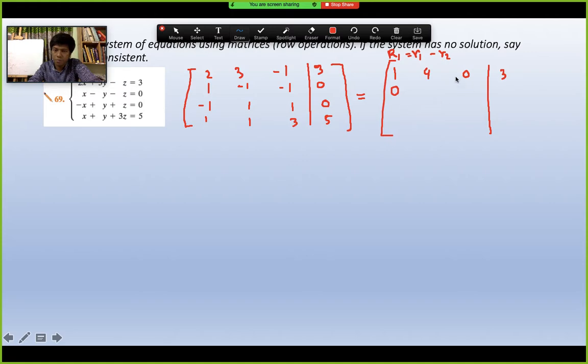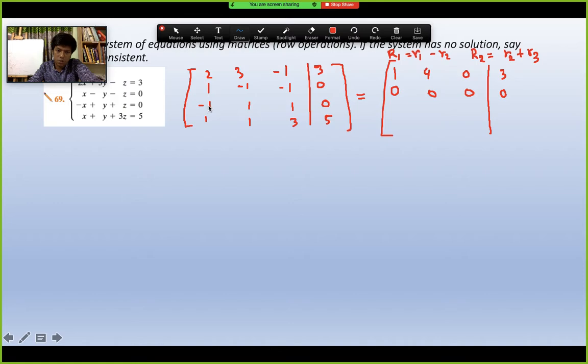So what we are doing here is row 2 will be replaced by row 2 plus row 3. Okay, so this and this equal 0, then this equals 0, then 1 and minus 1 equal 0, then again 0 plus 0 equals 0.